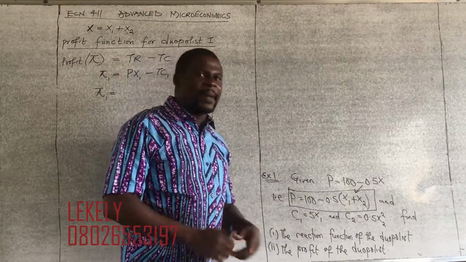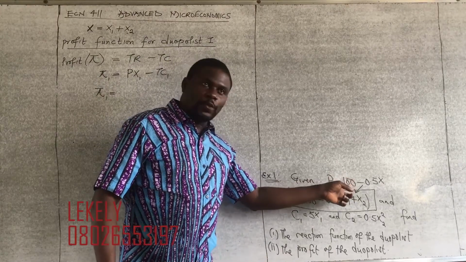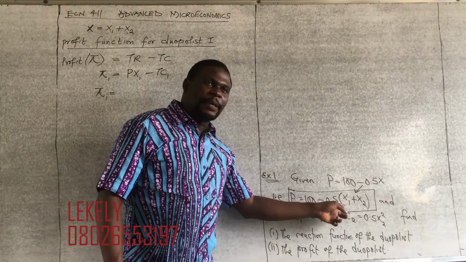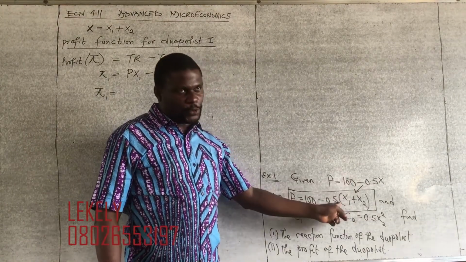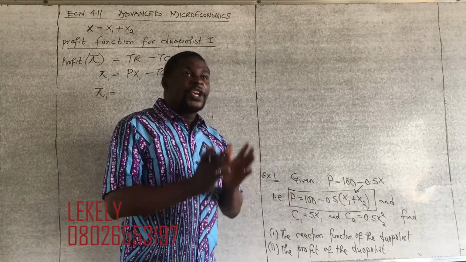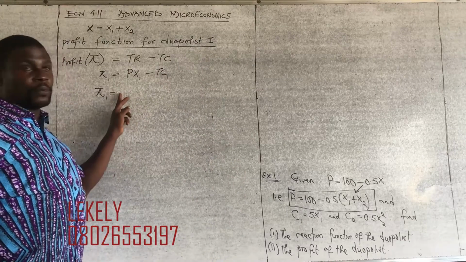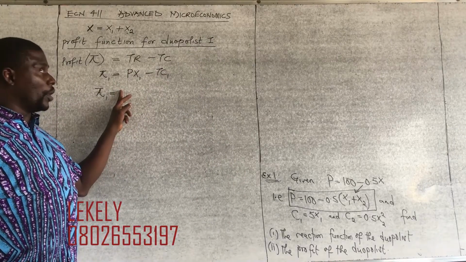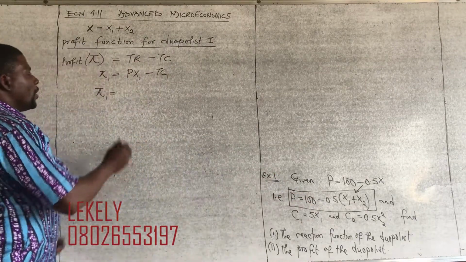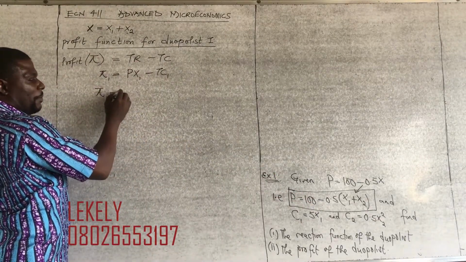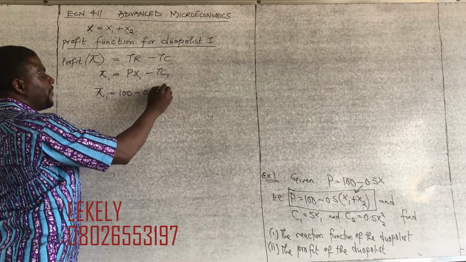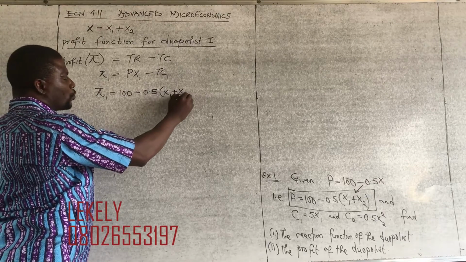Now somebody will say, why am I not using this one? This one is the same thing as this. So this second one is a better version of this, the one that shows the quantity for the two products. Even though I want to do it for duopolist 1, you have to show it. So writing my price means 100 minus 0.5 (x1 plus x2).